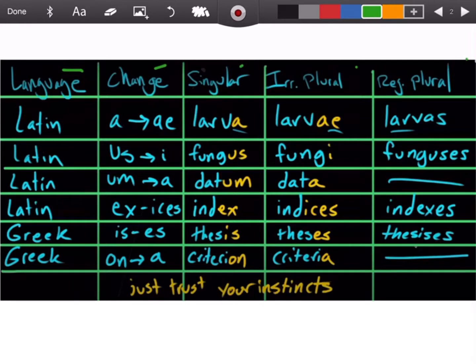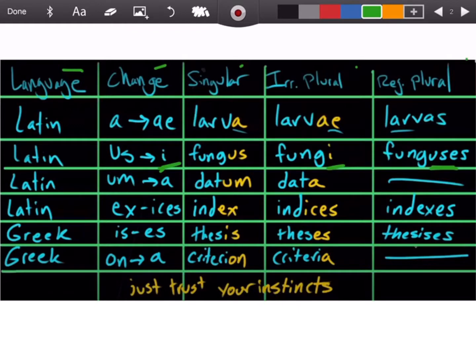Okay, and then we have the second change, which is US to I. In the singular we have fungus. In the irregular plural we will have fungi, because we're transforming it into an I. So the regular plural will be funguses, but in the irregular plural it will be fungi.